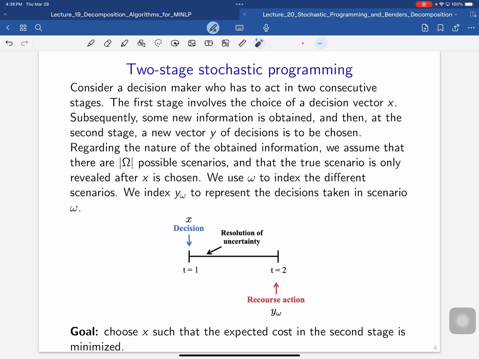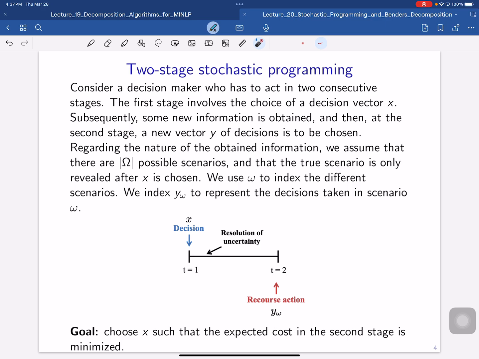Okay, and then we assume there are capital omega number of possible realizations of these uncertain parameters. They are denoted as scenarios in two-stage stochastic programming. Now the idea of two-stage stochastic programming is to say, because of the uncertainty, I don't have perfect information in this two-stage setting, but I want to take the best first-stage decisions x such that on average I'm doing well across different scenarios.